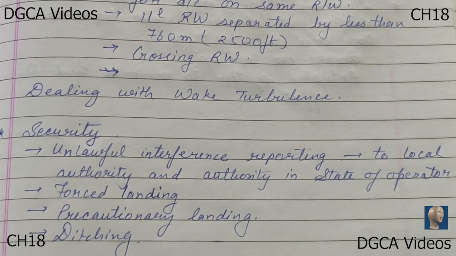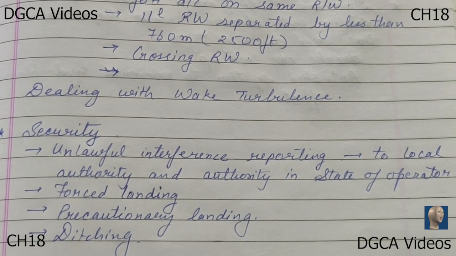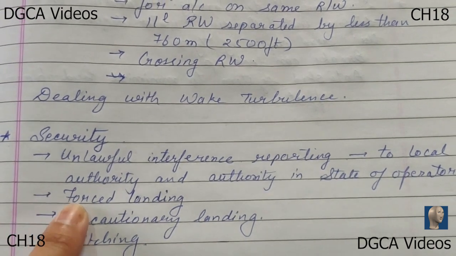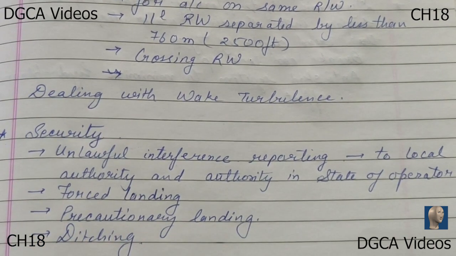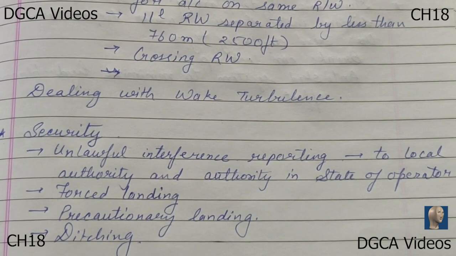Next thing is emergency and precautionary landing operations in various terrain. In case of terrain, we'll be talking about forced landing and precautionary landing. Forced landing is defined as the immediate landing on or off an airport, which is due to inability to continue the flight further. This may be due to engine failure.